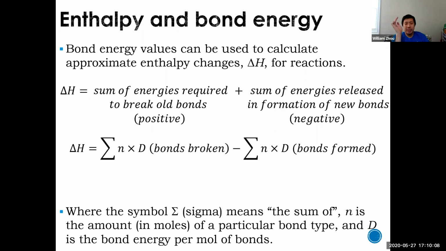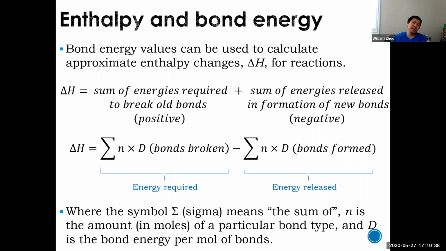Now, sigma means sum. In mathematics, I don't know if you've seen this before, but sigma is the notation that we use to represent a series of sums. n is the amount in moles, and D is the bond energy per mole. All of these values you should be able to determine or look up. Then you can just plug them into this equation, and you should solve for delta H.